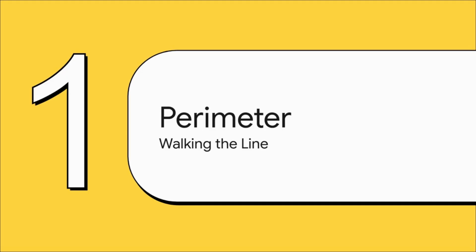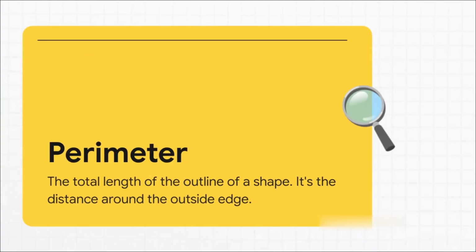Okay, first up, let's talk perimeter. And honestly, the easiest way to think about it is this: you're just walking the line. The official definition is pretty much exactly what it sounds like. The perimeter is just the total length of the outline of a shape. Just imagine you're tracing the very edge of something with your finger. Well, the distance your finger travels, that's the perimeter.